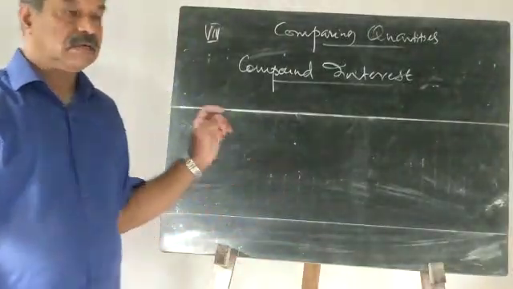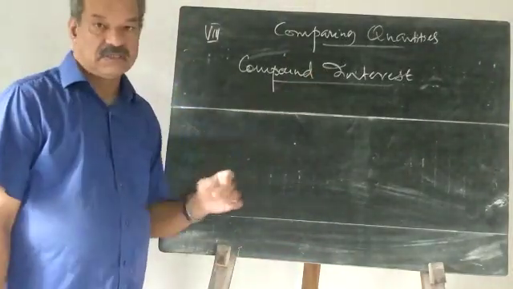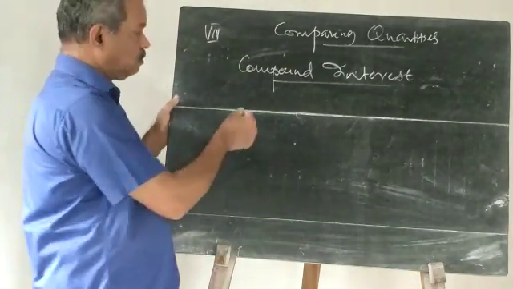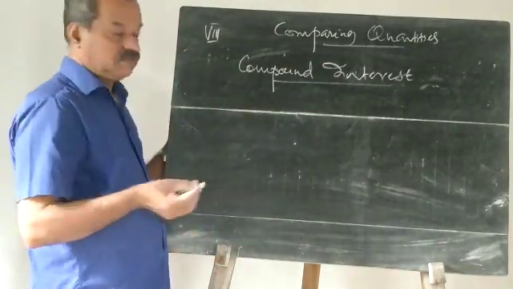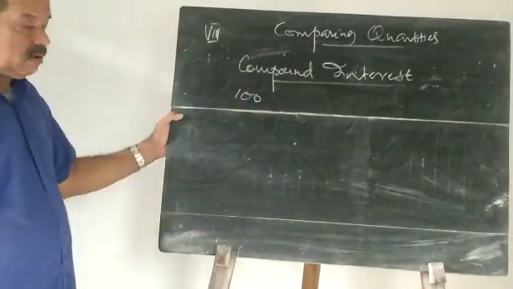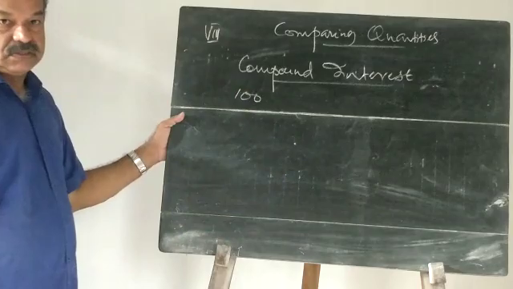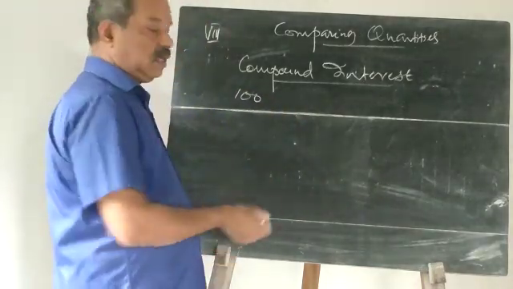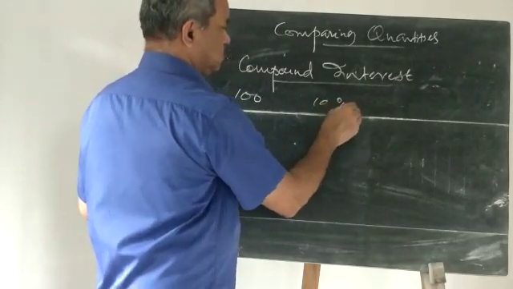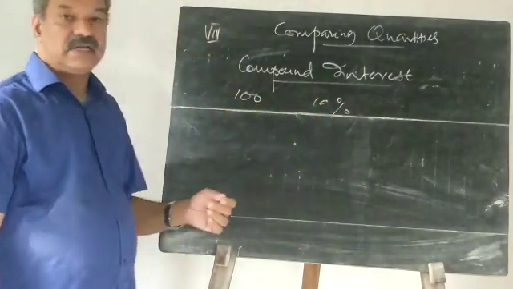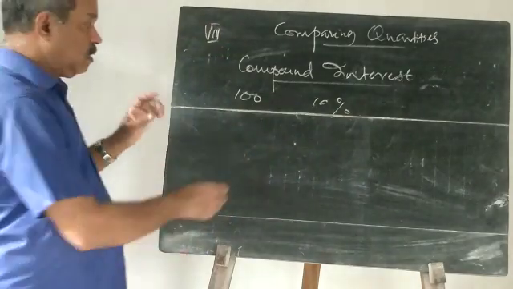Now we can learn compound interest. You are familiar with simple interest. For example, calculation of simple interest: suppose we have deposited 100 rupees. If the interest given is 10%, then what will be the amount the depositor will get at the end of the first year?